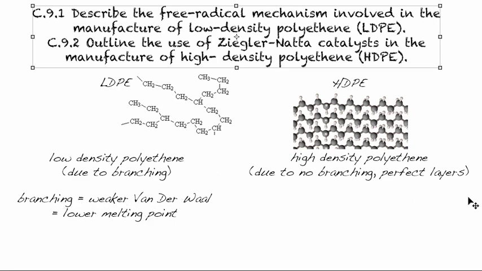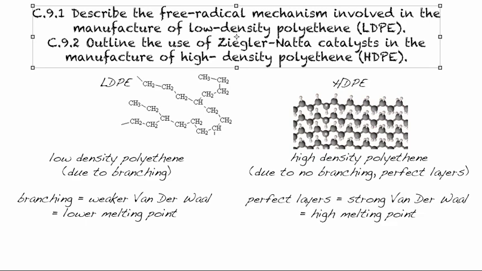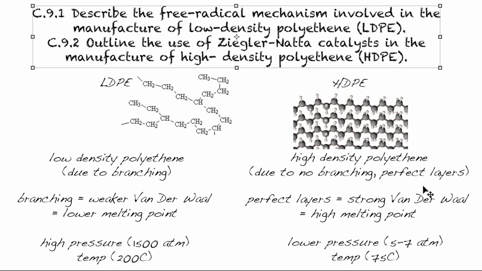The important part to note then is that it will have a lower melting point, whereas the strong van der Waals will give HDPE the higher melting point. Now the manufacturing conditions for these two differ. LDPE happens at a higher temperature and pressure, whereas HDPE happens at a fairly low pressure and a lower temperature. So now let's just focus first on the LDPE.